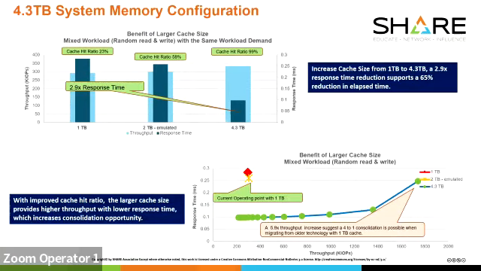Now, when you go to the 8980 with the 4.3 terabyte cache, we continue to see improvements. So now instead of nearly 2.5x reduction in response time, it's nearly 3. And that's going to allow for a 65% reduction in elapsed time.